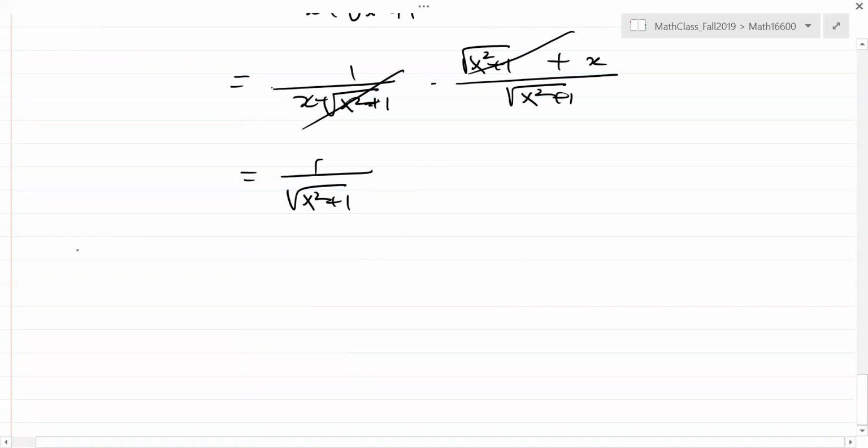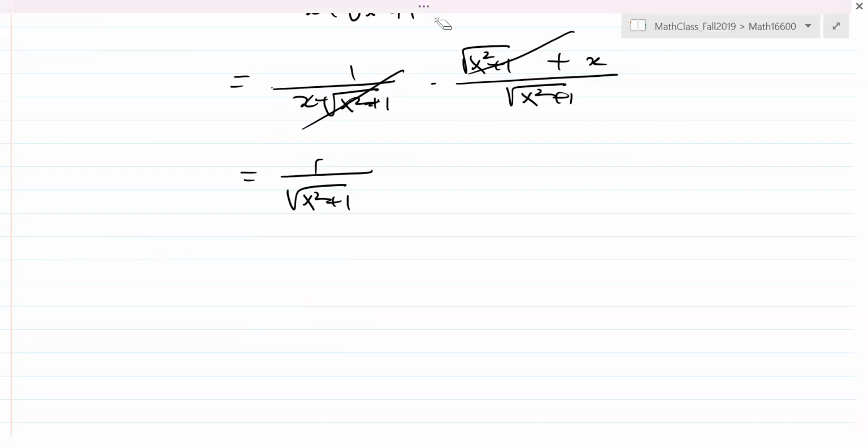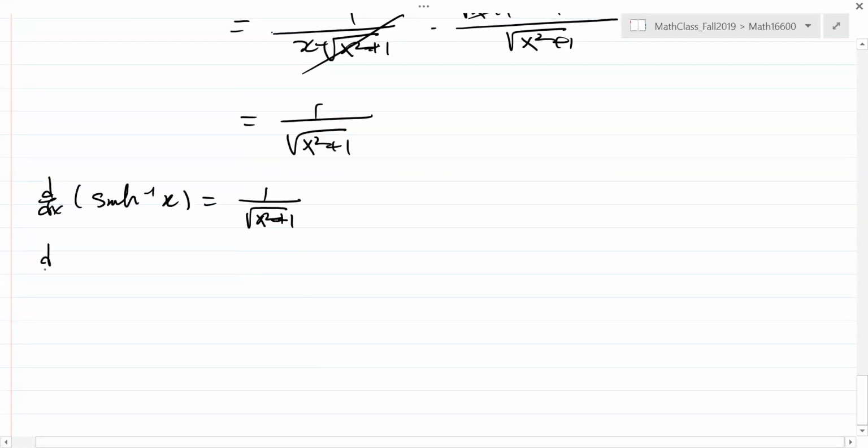We also have, let me list all the other formulas again. What we got here is hyperbolic, the derivative of the inverse of hyperbolic sine x. Okay, x squared plus 1. But if you define the inverse function of the hyperbolic cosine x, then the derivative is going to be that.